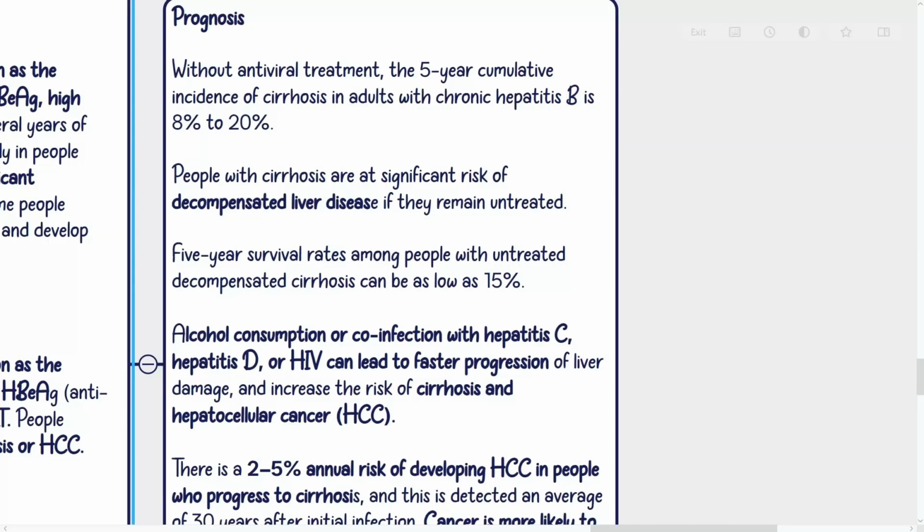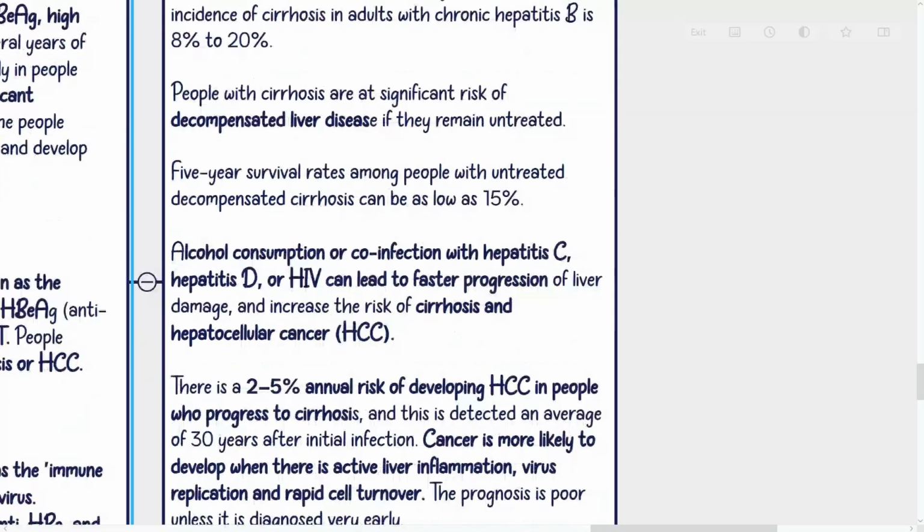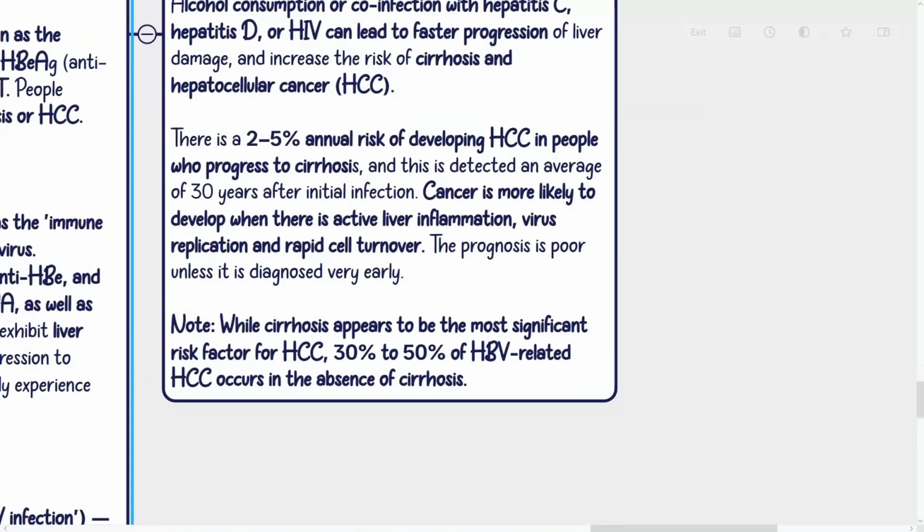Alcohol consumption or co-infection with hepatitis C, hepatitis D, or HIV can lead to faster progression of liver damage and increase the risk of cirrhosis and hepatocellular cancer. There is a 2-5% annual risk of developing HCC in people who progress to cirrhosis, and this is detected an average of 30 years after initial infection. Cancer is more likely to develop when there is active liver inflammation, virus replication, and rapid cell turnover. The prognosis is poor unless it is diagnosed very early.